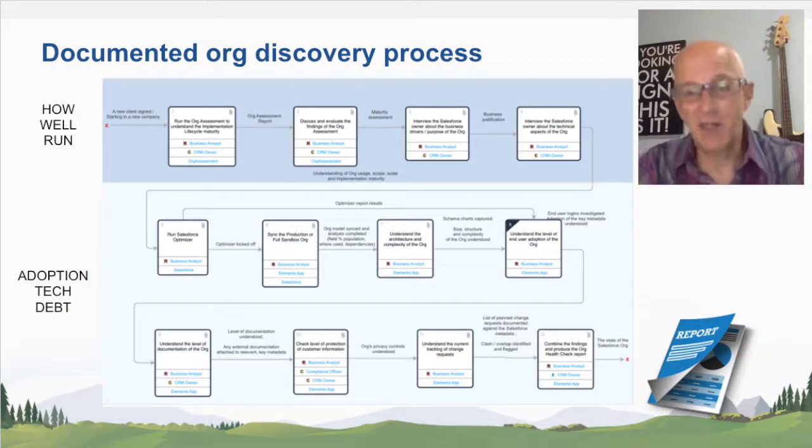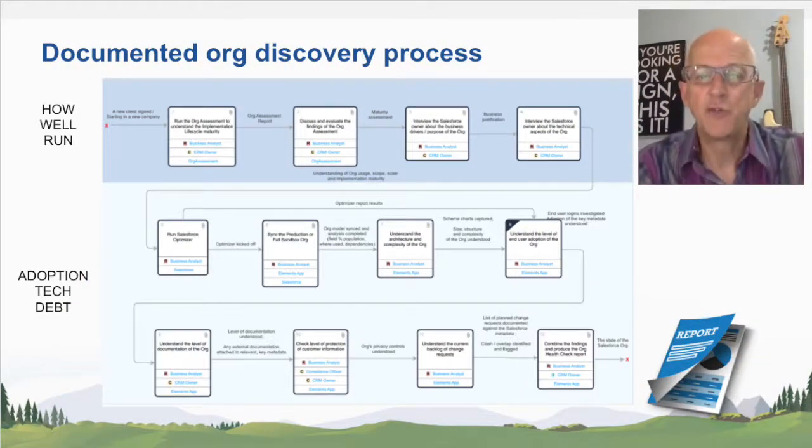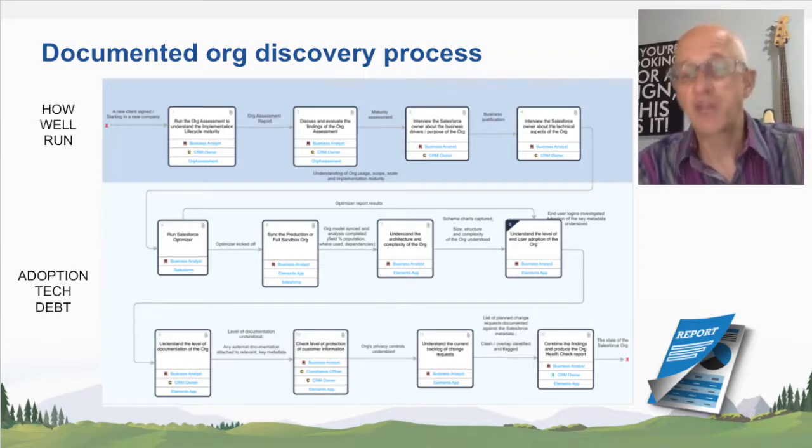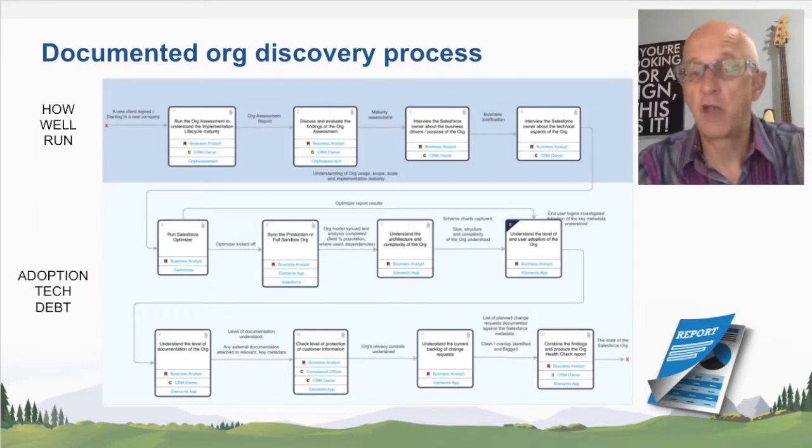So I said we created an org discovery process. There it is. It's got really 2 phases. The first section is all about how well run the org is. And then the second section is all about adoption and the level of technical debt. And as you can see, it's a process map. You wouldn't expect anything else from us. But the outcome is obviously a report, some recommendations to the customer, or if you're an employee, to your boss, to say, look, this is what I found.